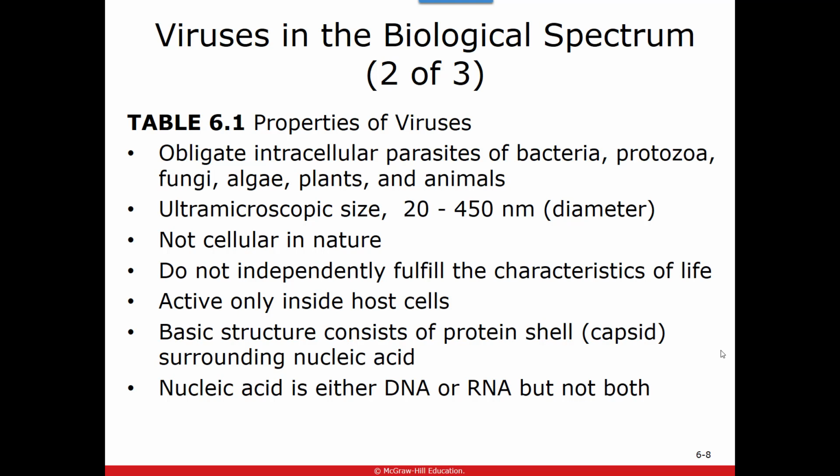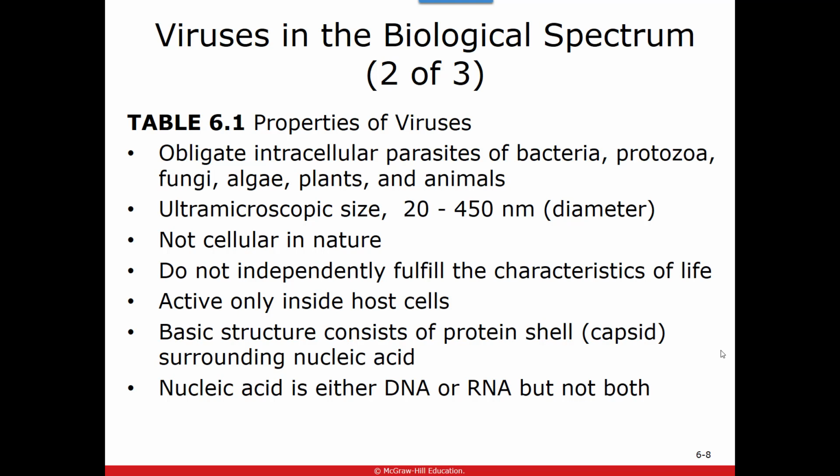Now, in your book, Table 6.1 lists all the properties of viruses. There are a lot of properties of viruses, so I'm going to try to shorten it up a little bit. One, yes, they are intracellular parasites, and they can affect anything alive. They are extremely small, in the nanometer size, so our regular light microscopes would never be able to see them. They're not a cell, so they don't reproduce like cells. They don't have all the organelles like cells. And partly because of that, they don't fulfill the main characteristics of life.